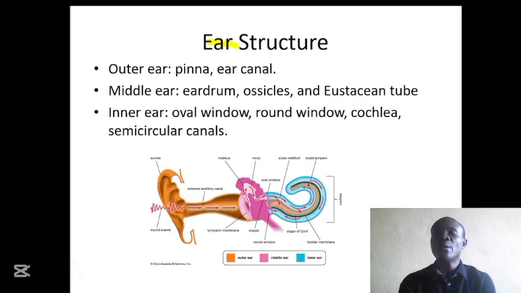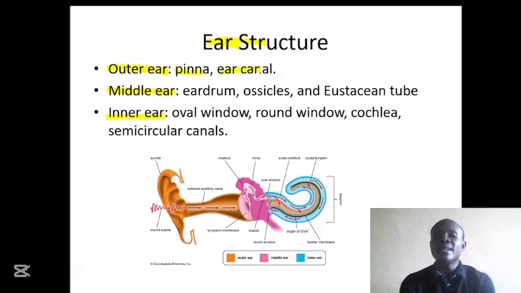The next sense organ we are going to talk about is the ear. The ear is responsible for hearing and balance. The ear is divided into three parts. We have the outer ear, the middle ear, and the inner ear. The outer ear consists of two parts, the pinnae and the ear canal or auditory canal. The pinnae helps to collect sound waves and direct them into the ear canal. The pinnae is found only in mammals.